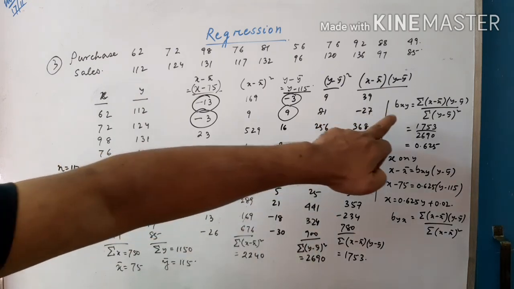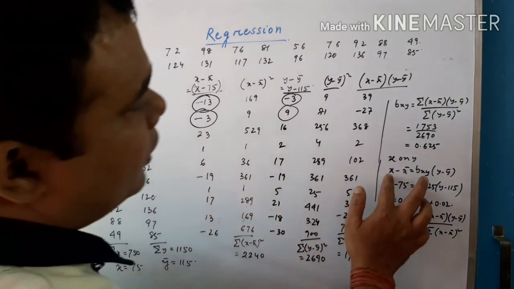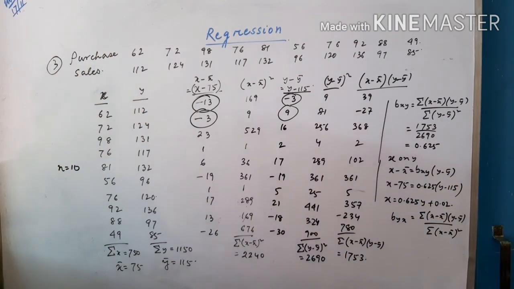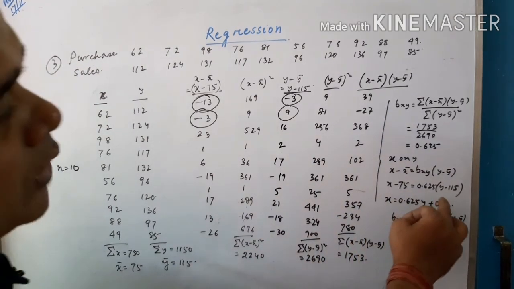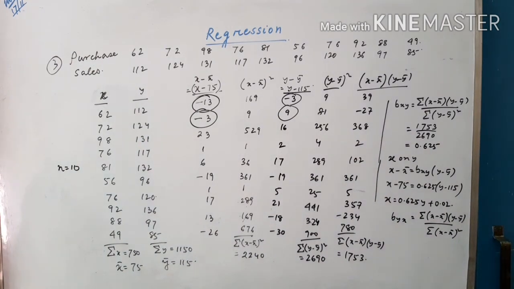So bxy, that means the regression coefficient of x on y, and here I am finding the equation of x on y, which is x minus x bar equals bxy into y minus y bar. Now this one is x minus x bar, you can see that 75, and y bar is 115, and this is the value of bxy. So after simplifying we get x equals 0.625y plus 0.02. Clear? Similarly you will find the value of byx, and in the same process you will find the equation of y on x.